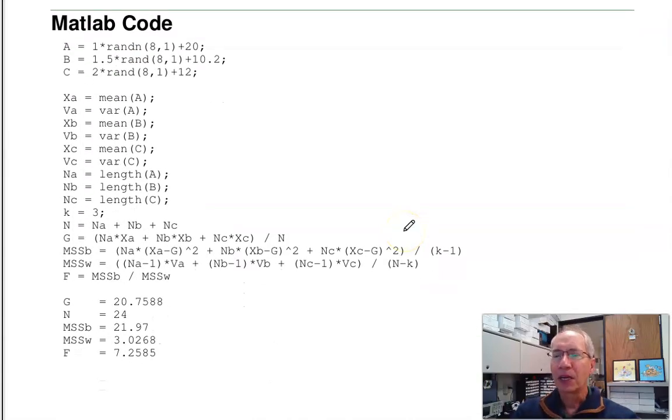In MATLAB, I can do these calculations as follows. I generate my data for A, B, and C, calculate the mean of A, variance of A, mean of B, variance of C, and so on. Total number of data points for A, B, and C. Global total number of data points. Here's the global average, mean sum between columns, mean sum within columns, F score. All the calculations in one script.